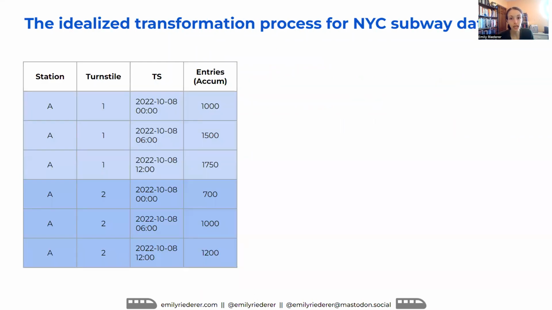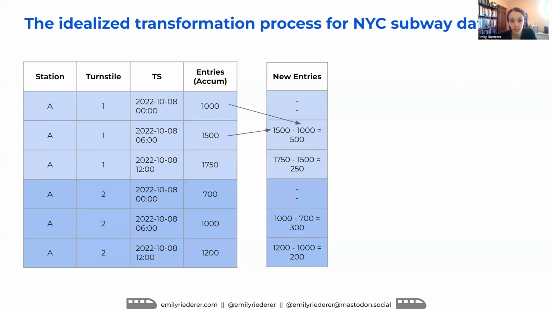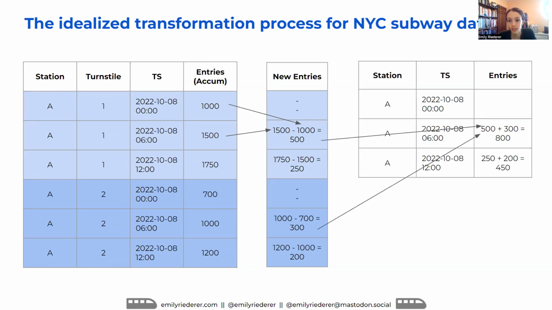So the idealized way we'd want to think about transforming this data would look something like this. If we wanted to understand how many people were arriving in those subway systems at any given time period, we could start by taking those cumulative entries, first computing a lag to understand how many entries went through each turnstile at each time period, and then finally aggregating those up at whatever grain was of interest to us, whether that be the stations, or across the system.